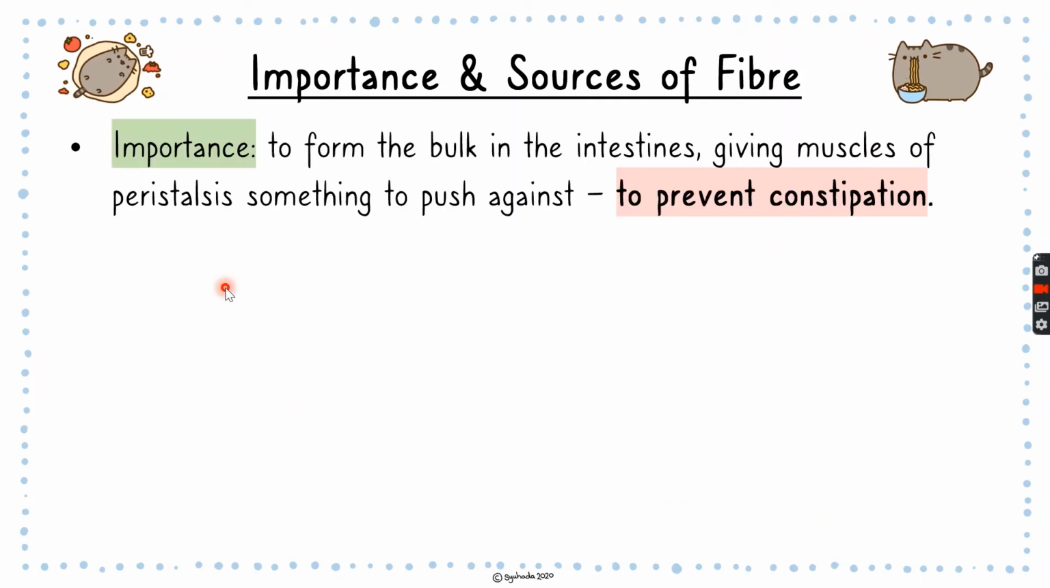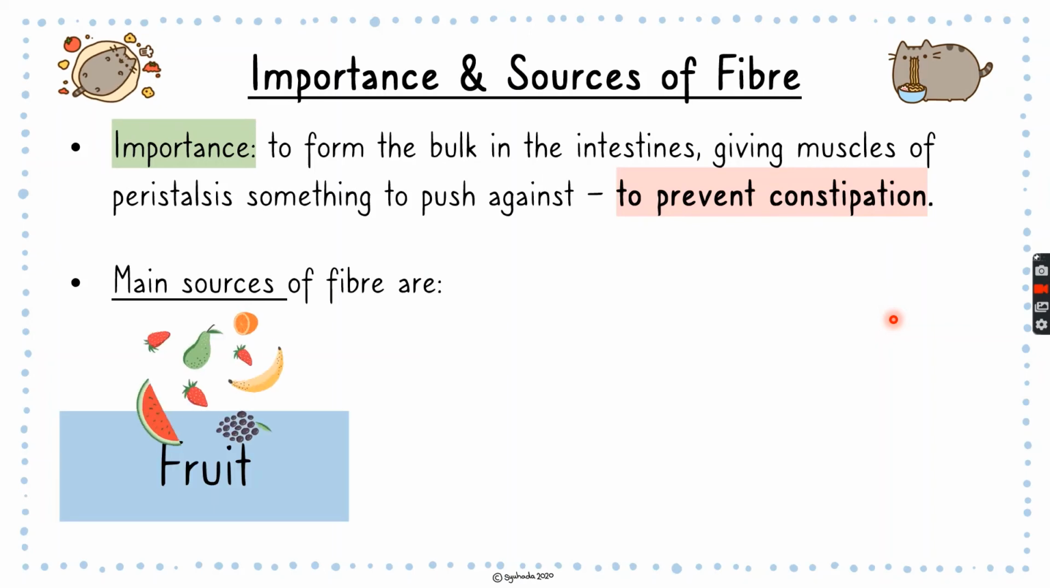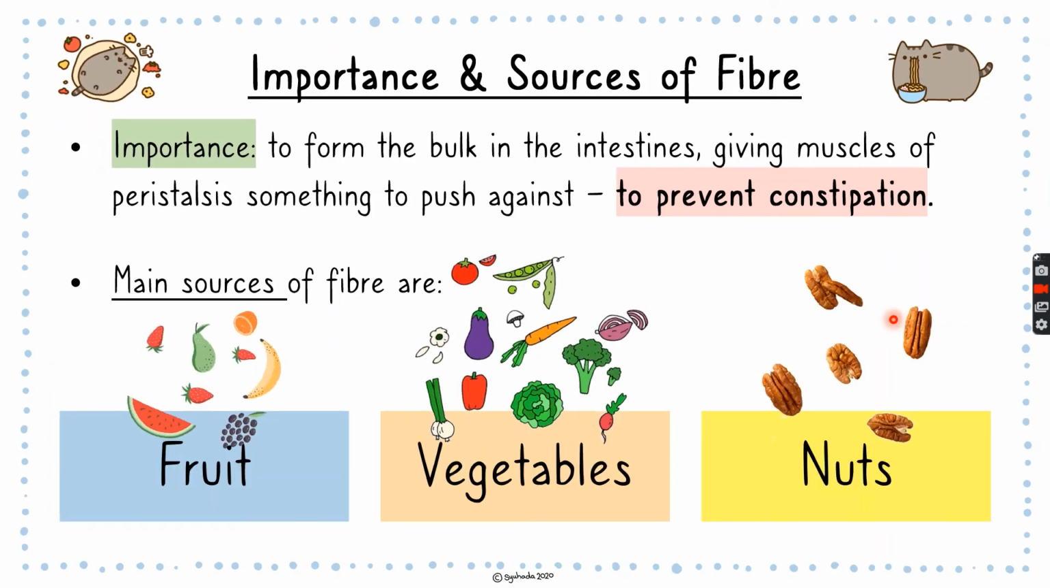The importance of fiber is that it forms bulk in the intestine, and it gives the muscles something to push against in the process called peristalsis. So it helps to prevent constipation, which I wouldn't call a super disease, but it is a disease, if you do not have enough fiber in your body. The main sources of fiber are fruit, veggies, and nuts.